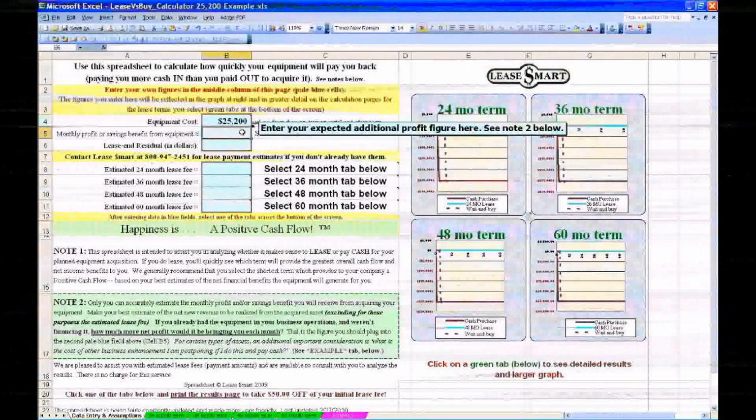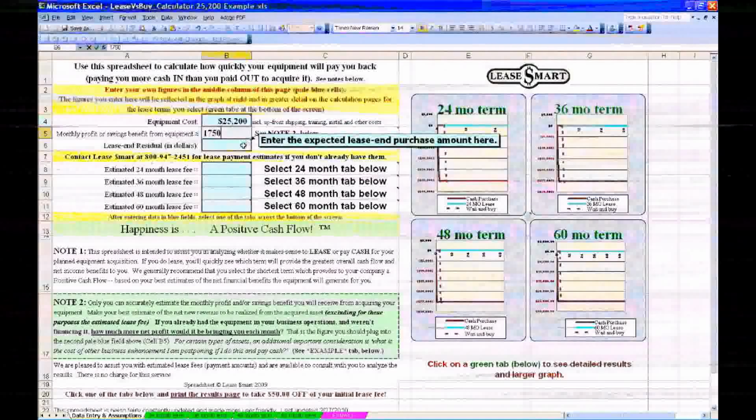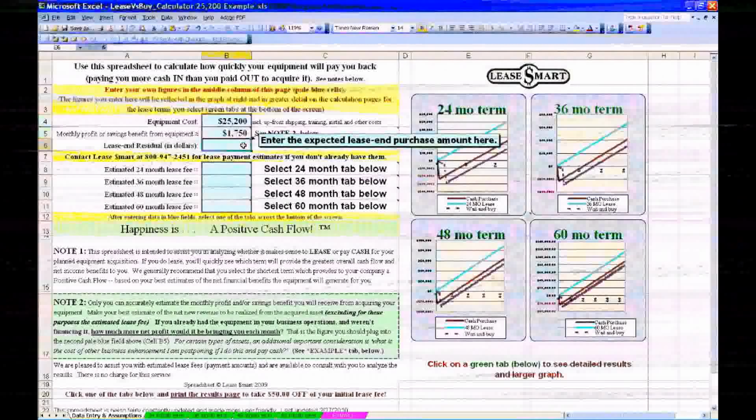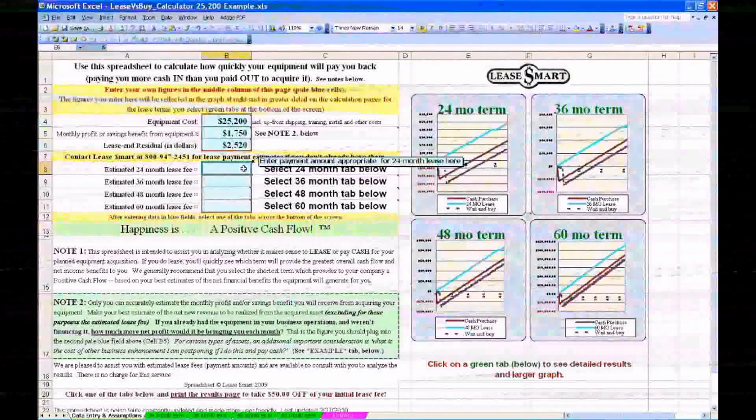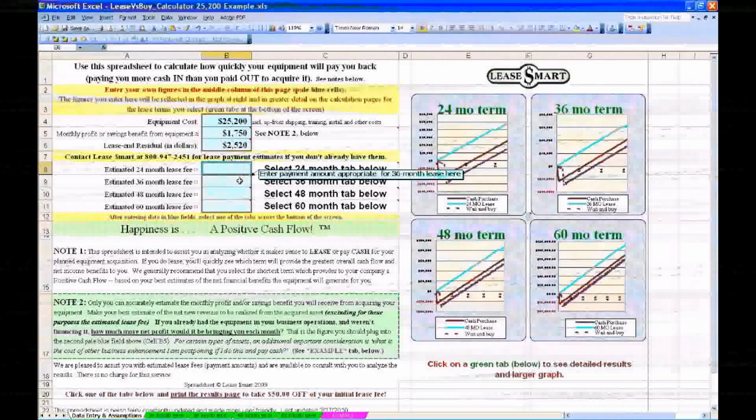Our customer has already calculated that he'll be bringing in an additional $1,750 in new monthly profits as a result of this equipment, so we plug that number in here as the monthly profit or savings benefit. We have agreed to sell the equipment to our customer at the end of the lease for 10% of the original equipment cost, so $2,520 gets entered into this field here. We give our customer several different sets of lease terms and payment options to choose from. Those figures are entered into these fields here.